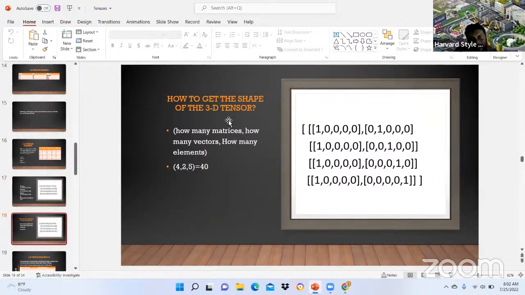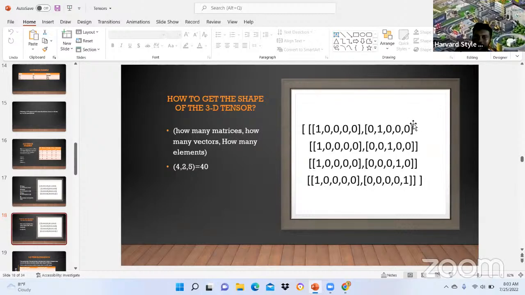Okay, how to get the shape of the 3D tensor? Now this is our 3D tensor, this NLP problem. Now how do we take the shape? First consider how many elements are available in one list. Here 1, 2, 3, 4, 5. There are 5. In one row, how many vectors are there? There are 2. That is the second thing. First, how many elements are available? That is 5. Then how many vectors are available in a row? That is 2.